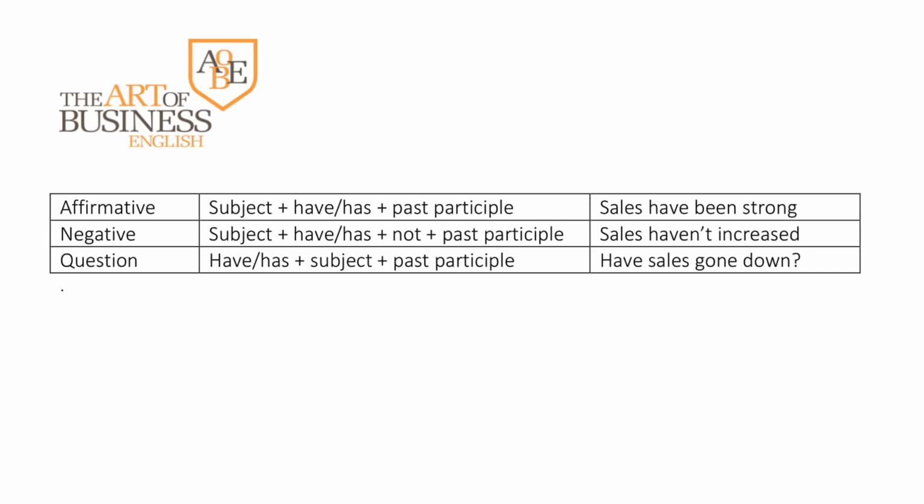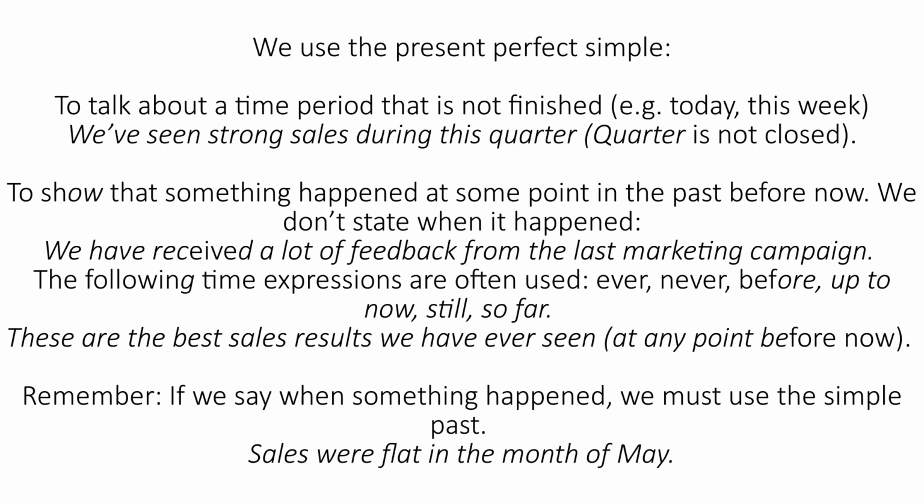Okay, so basically, let's look then at the use of the present perfect simple. So we use the present perfect simple to talk about a time period that is not finished. For example, today or this week. So we've seen strong sales during this quarter. So this quarter is not closed. This quarter hasn't finished. Now that's something that's important to note. With the present perfect in English, the action is often continuing, whereas in Spanish it sounds as if the action has finished. We'll talk about that a little bit later.